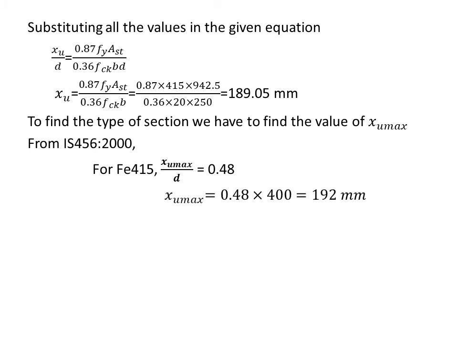And XU max or XU limit, in some textbooks it's mentioned as XU limit. Here I've used XU max. XU max or XU limit is equal to 0.48 into the effective depth of the beam, that is 400, and we get 192 mm. When we compare both the values, we see that XU is less than XU max.